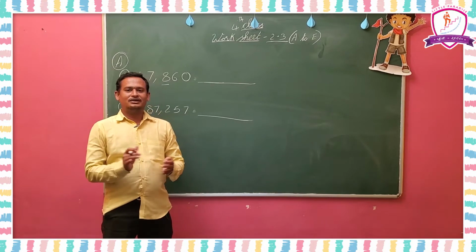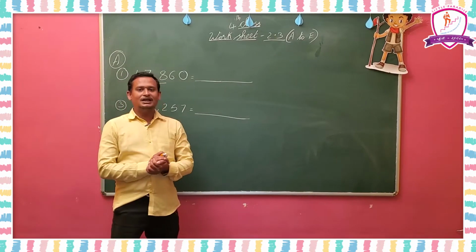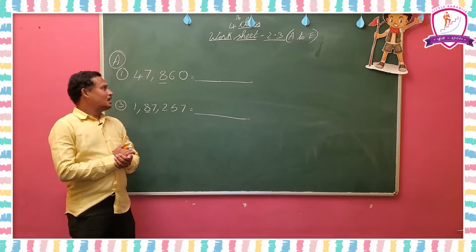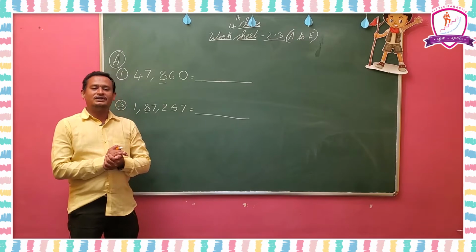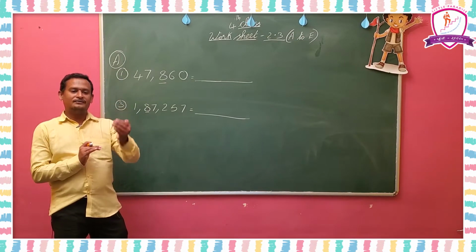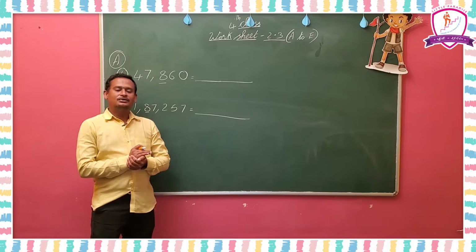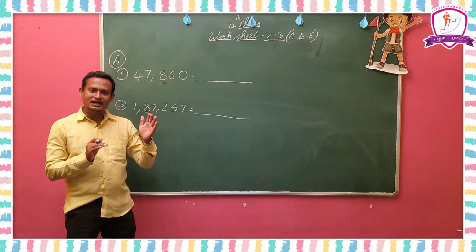Hi students, today in this section we are going to discuss worksheet 2.3, A to E Romans. I am going to explain A Roman. Read the question there: write the place values of the digit 8 in each of the following numbers. There are 4 numbers, and in each number 8 is there. We have to write the place value of that 8.